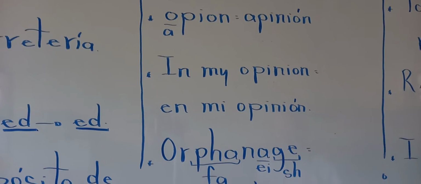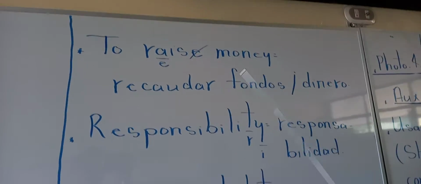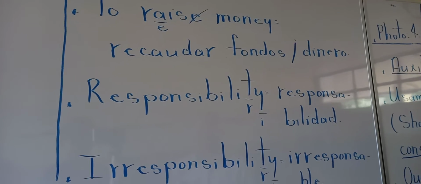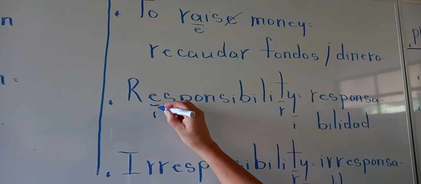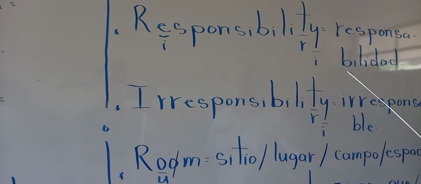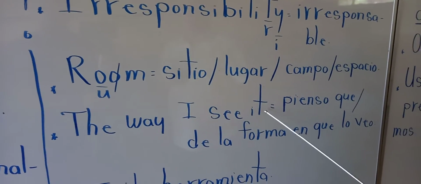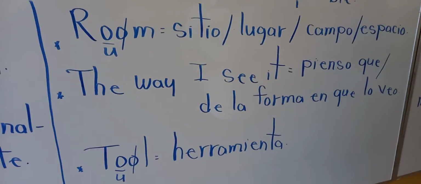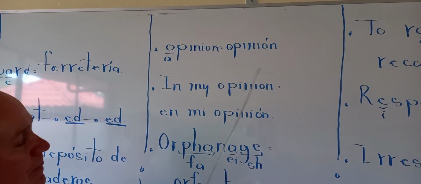Orphanage, out to, personally, to raise money, responsibility, here with it. Irresponsibility, room, that is place. The way I see it, tool. Sorry, correction here. Opinion is ready.